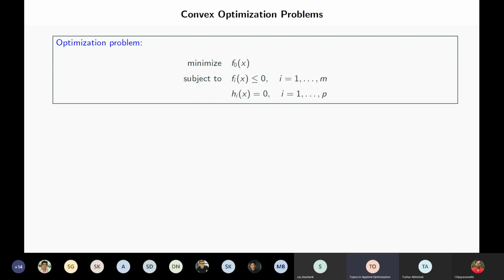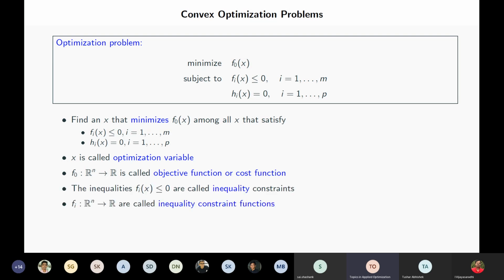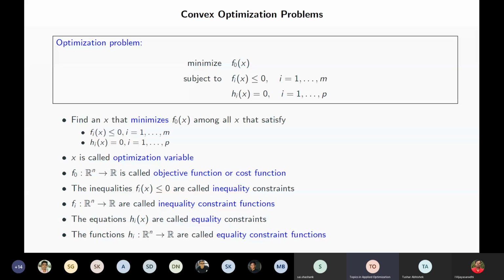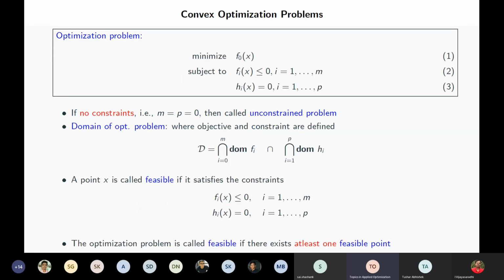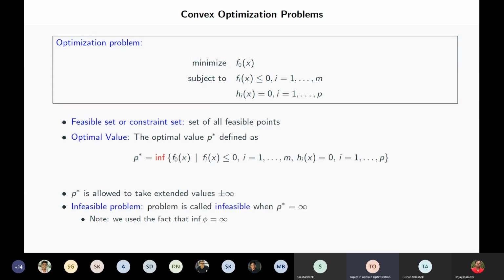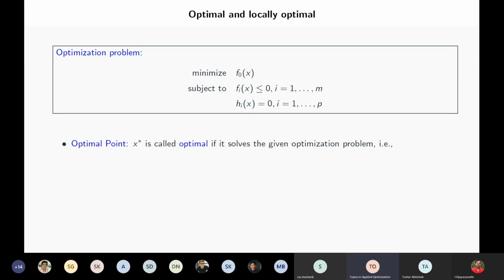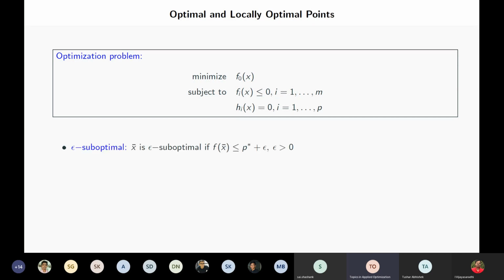What are the types of optimization problems? What are the standard terms: minimization, equality constraint? What are the keywords in an optimization problem? What is called the objective? What are inequality and equality constraints? What is an unconstrained problem? What is a feasible set? What is an infeasible set? What is optimality? What is called optimal? What is the optimal value? So we will discuss that now.